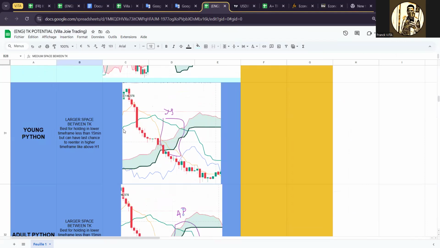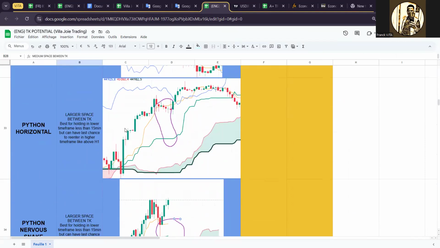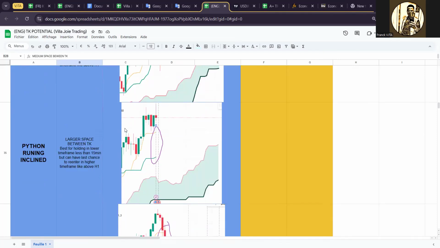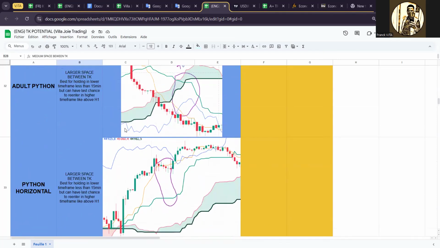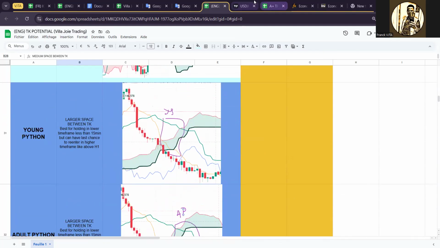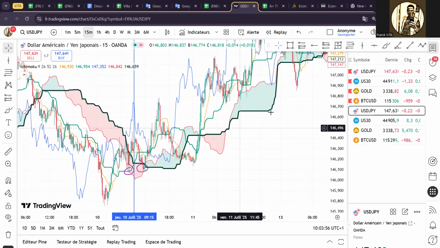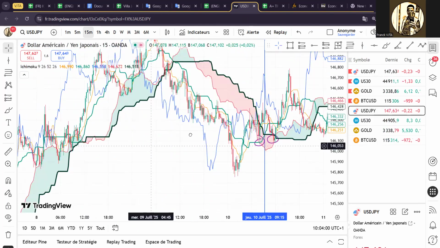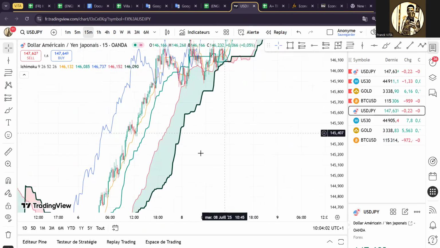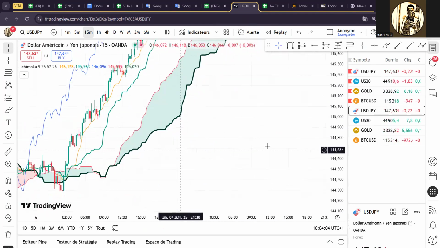Now you have the Python. You have the young Python, the adult Python, the Python horizontal, the Python navel snake, the Python running vertically. All of those Python. Let me start with the young Python. The young Python is just like after the cloud, right? Let us take this example. This can be the perfect example.